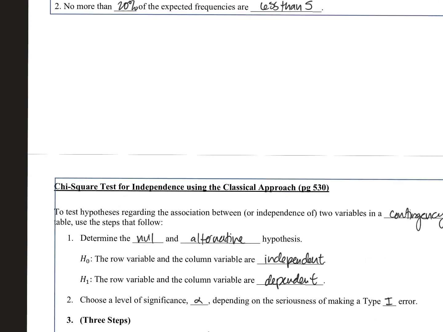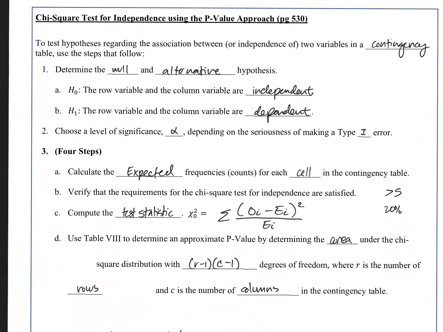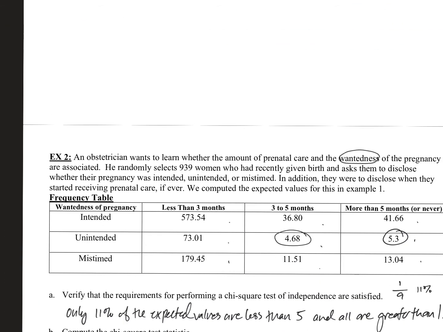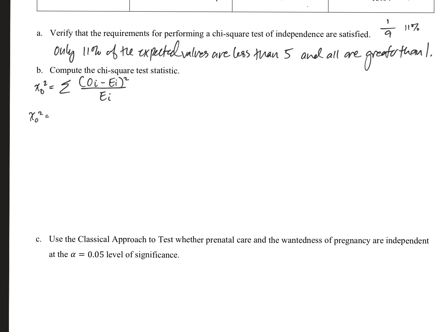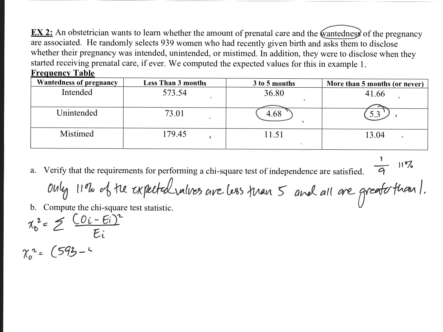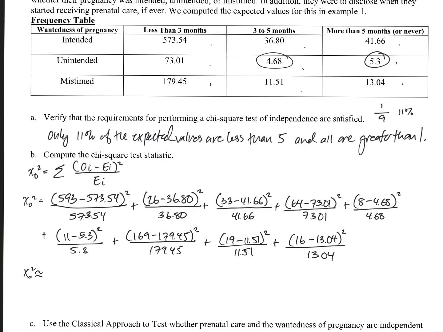That's our observed value, 593, I think I just said. Alright, so we have 593 minus the expected, which is 573.54, squared, divided by 573.54, plus, and we'll go ahead and find the other values. Go ahead, try to fill these out, and I'll fill them out as well, and check in with me in a second. So we'll get approximately 21.38. Okay, so there we have our test statistic.